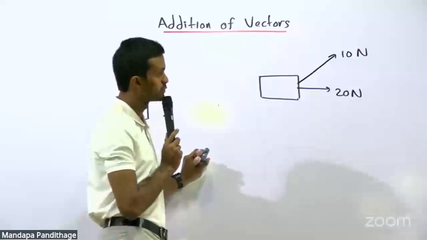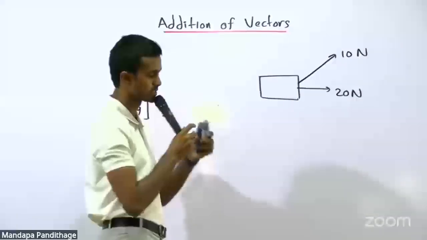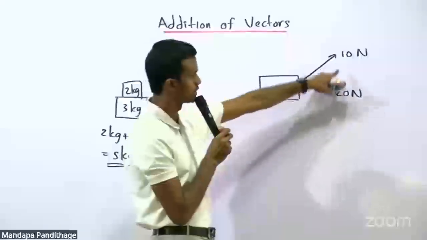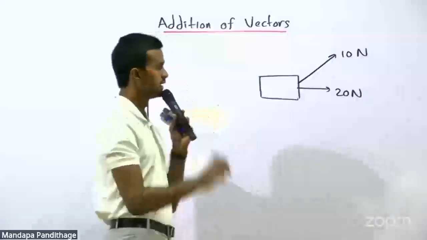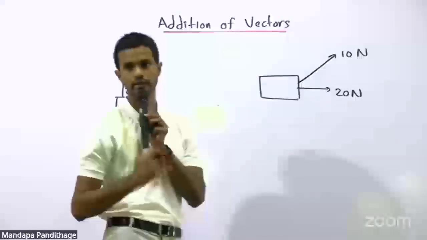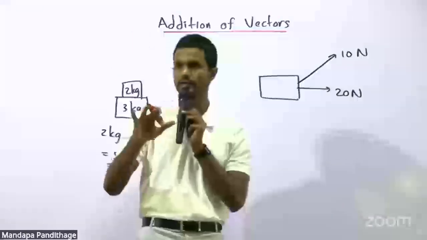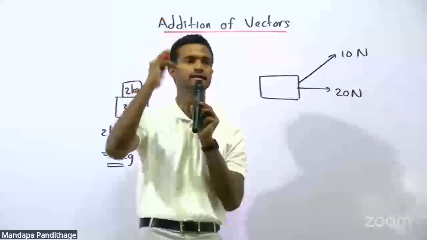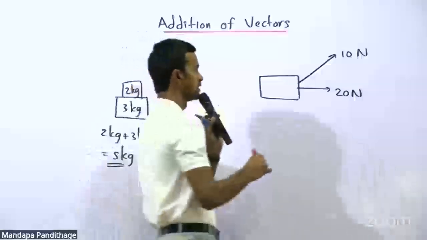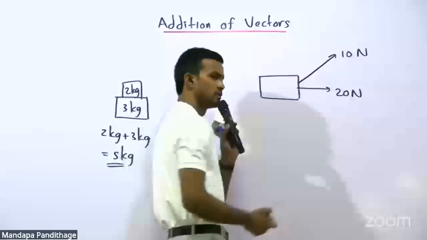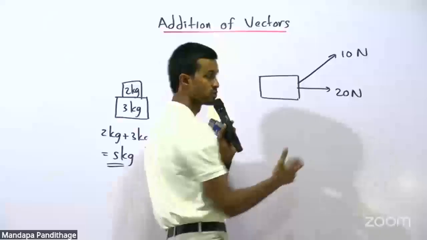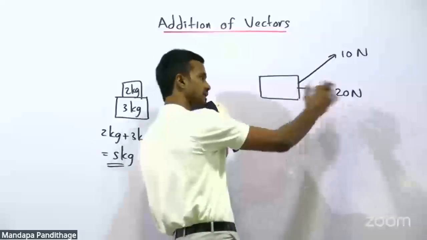Now if I ask you to add these two vectors, you can't simply say, okay, when I add this vector of 20 newtons and 10 newtons, I get the vector 30 newtons. You can't simply add the magnitudes here. Okay, let's say you add the magnitudes and say it's 30. But then you get a question: it is 30 newtons to which direction? Because when it is a vector, there should be a direction.